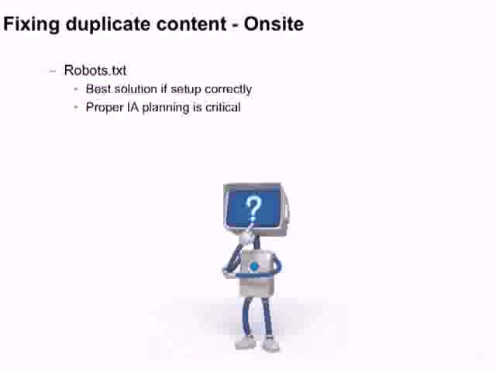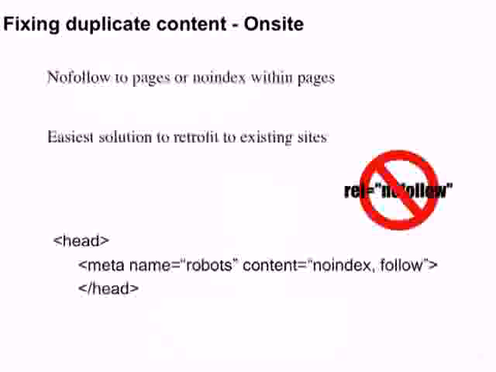With robots.txt, it's the best solution if it's set up correctly, but you really need to plan your information architecture effectively, and that's why we teach these concepts of information architecture very early on in the fundamentals and best practices, because they are really important when you're creating your robots.txt and this overall site structure for proper indexation. Nofollow is another good solution. It's the easiest solution to retrofit an existing site.